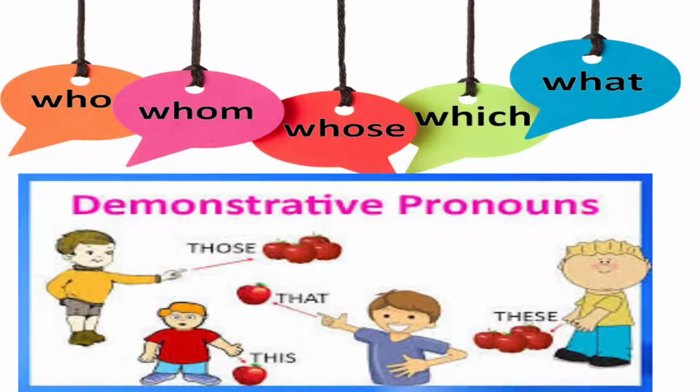Then we studied about interrogative pronouns. Interrogative pronouns are used to ask questions. Interrogative words are like who, whom, whose, which, what, why, where. And we put the interrogative mark, that is question mark, at the end of such sentences.